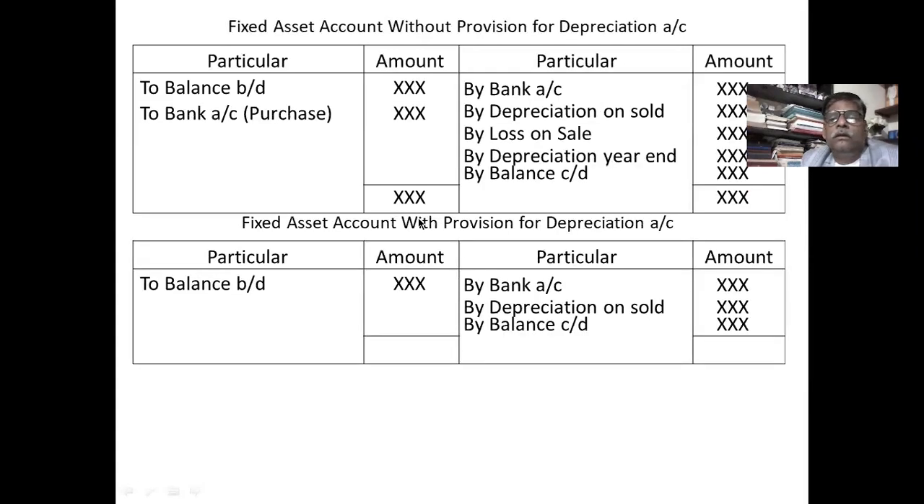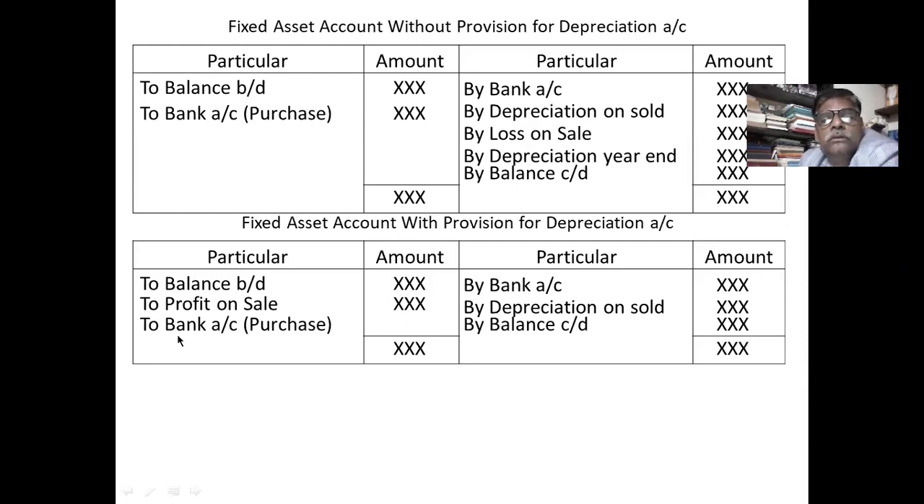Okay. Depreciation, you write. Debit side, profit on sale, you write. Thereafter, you close the account. Whatever difference comes, that is called as to bank, purchase of asset. Like this, you have to complete. Clear. And year-end depreciation, you don't write here.